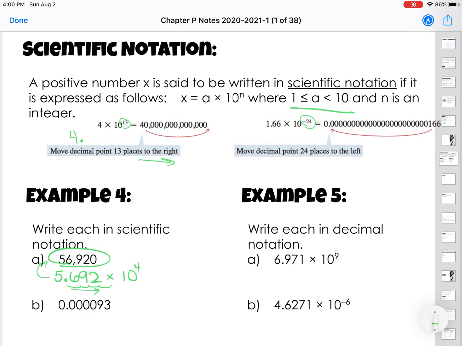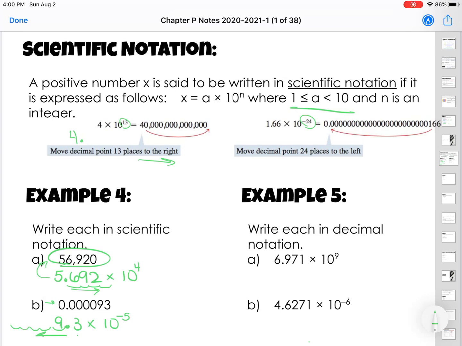Similarly, in this one, we need to make that 9.3, so that'll be between 1 and 10. And we're going to multiply by 10, but this time we would have to move the decimal to the left to make it look like the original number. So it'll be a negative exponent. We would have to move it 1 to go past the 9, and then 4 more to get the zeros. So that's 5 spaces to the left we'd have to make it move.